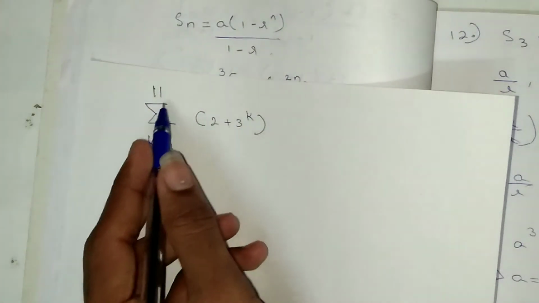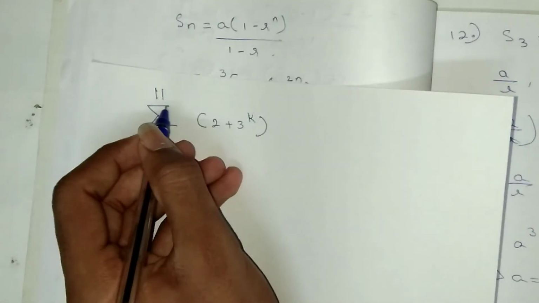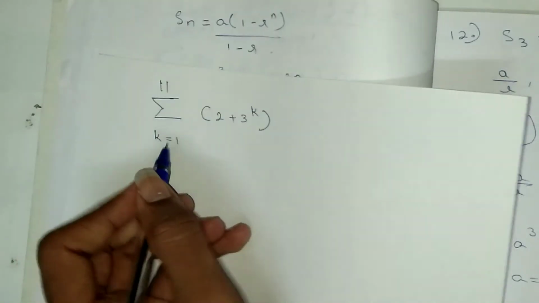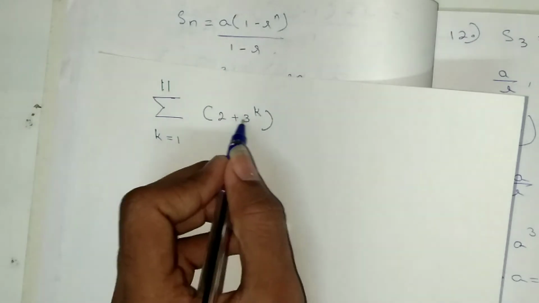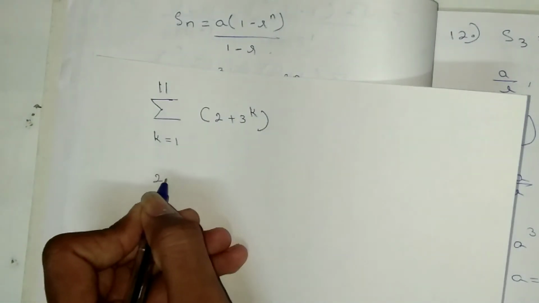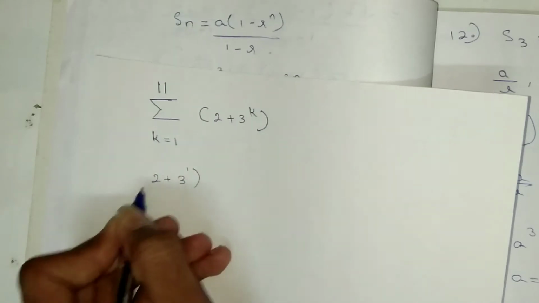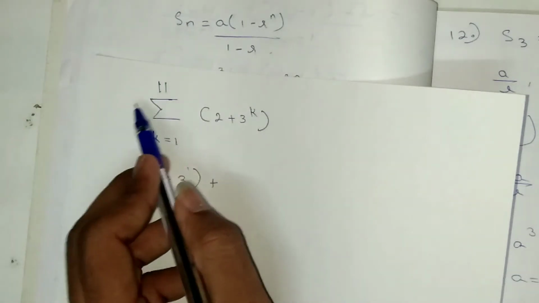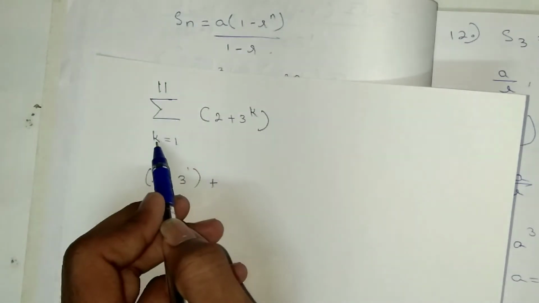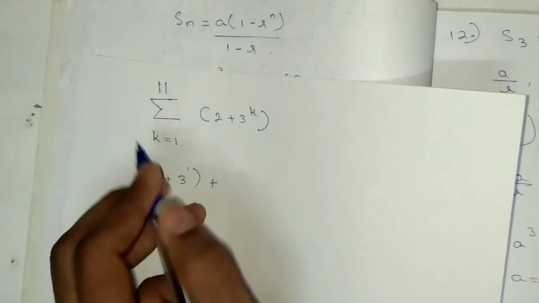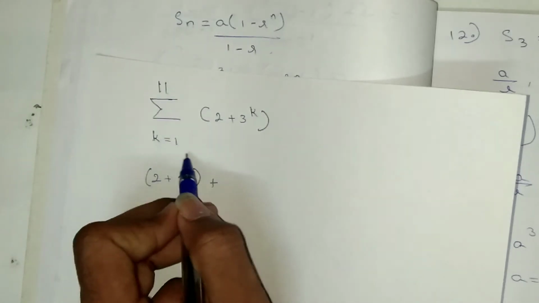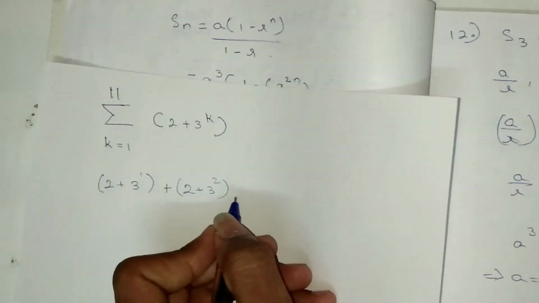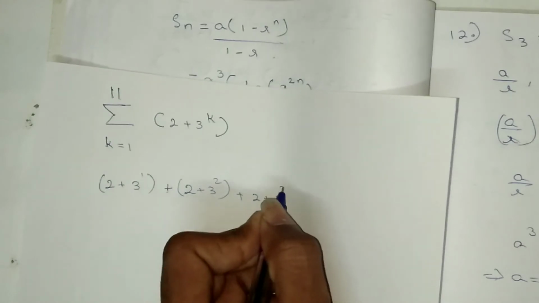I will explain. This sign is actually known as sigma. This actually represents the summation. Now you should take the value for k as 1. Okay, now if you take the value of k as 1, 3 to the power 1. Again, since they have given sigma, you should keep the plus sign, and we have to continue this until k becomes 11. So in the next step you have to take the value of k as 2, so 2 plus 3 to the power 2. Now in the third step you have to take the value of k as 3.